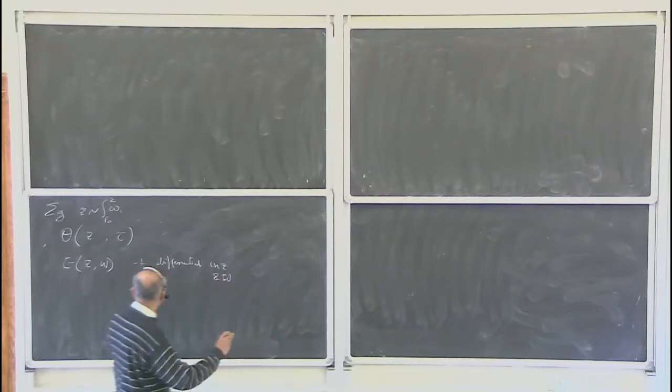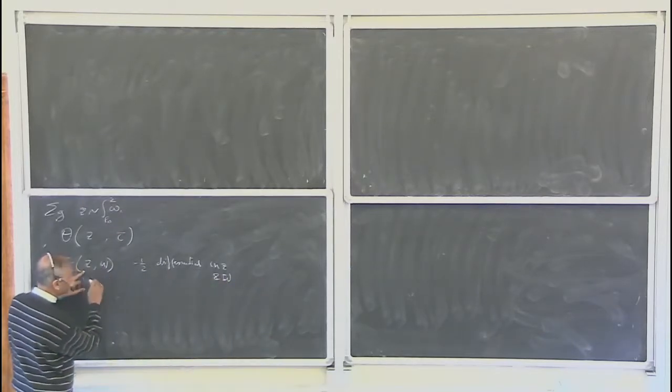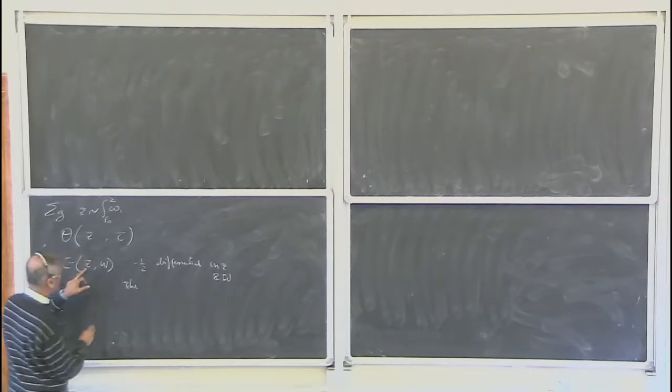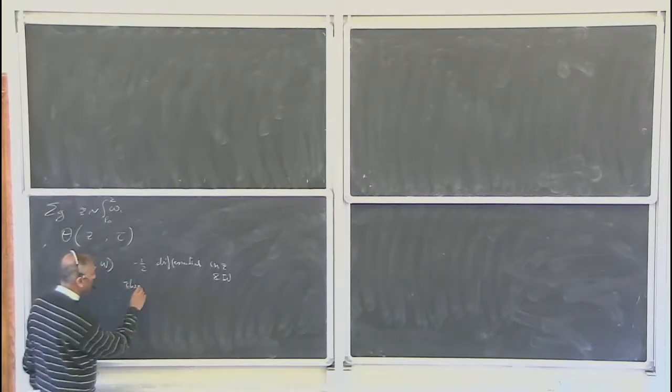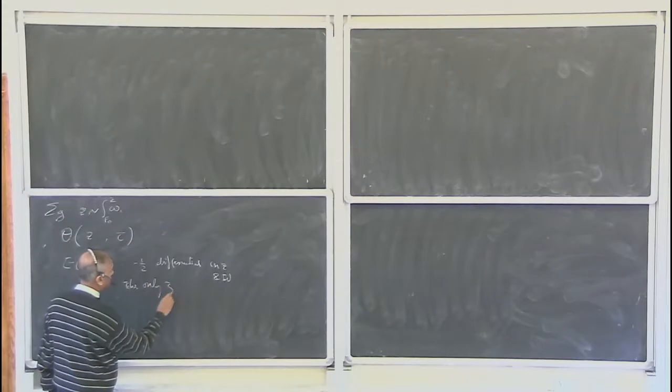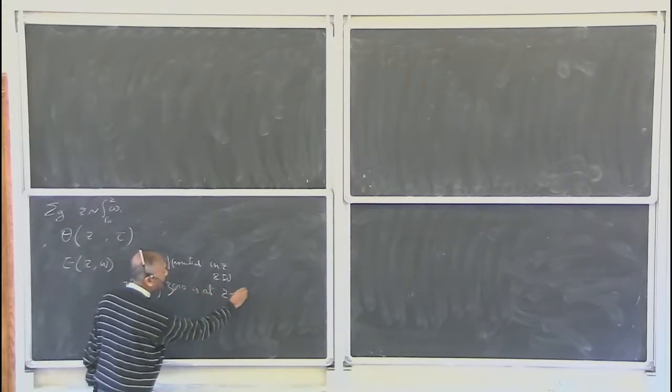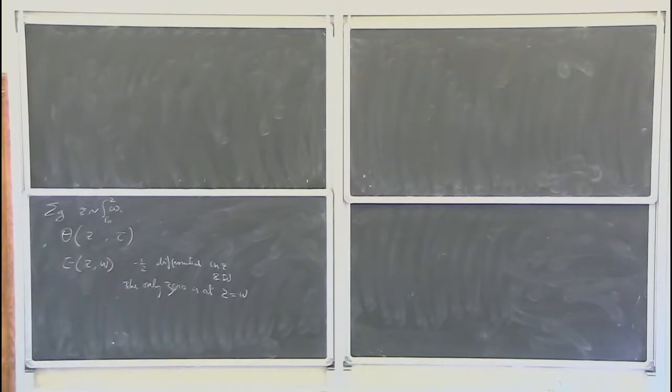Both of them are quasi-periodic. A very important property of the prime form is that it has only one zero, as a function of Z or as a function of W. The only zero is at Z equal to W. That is why it is so important, because that's what we need for the propagators.